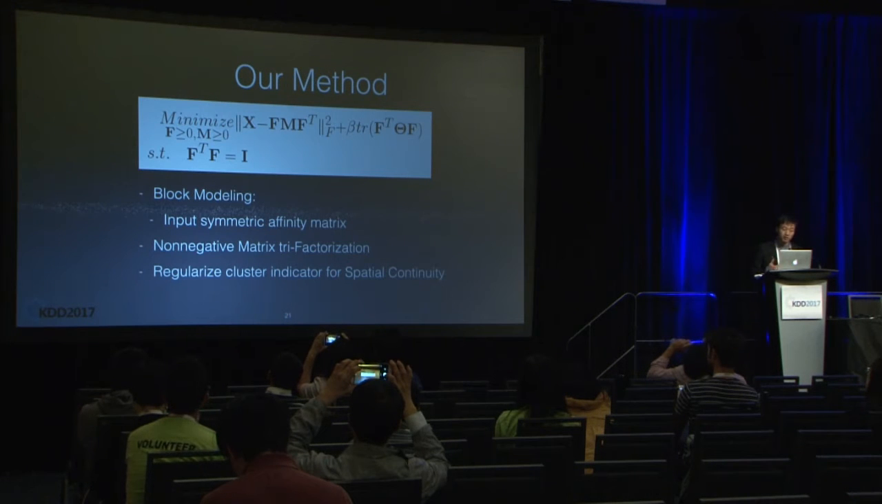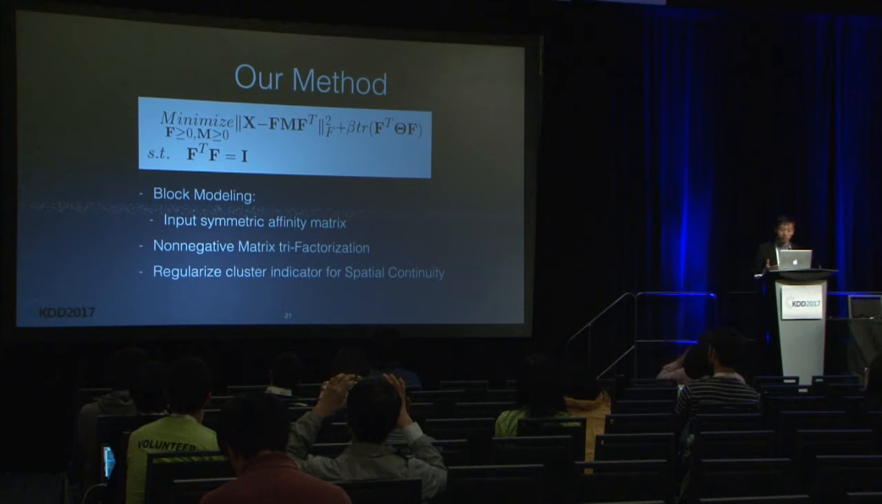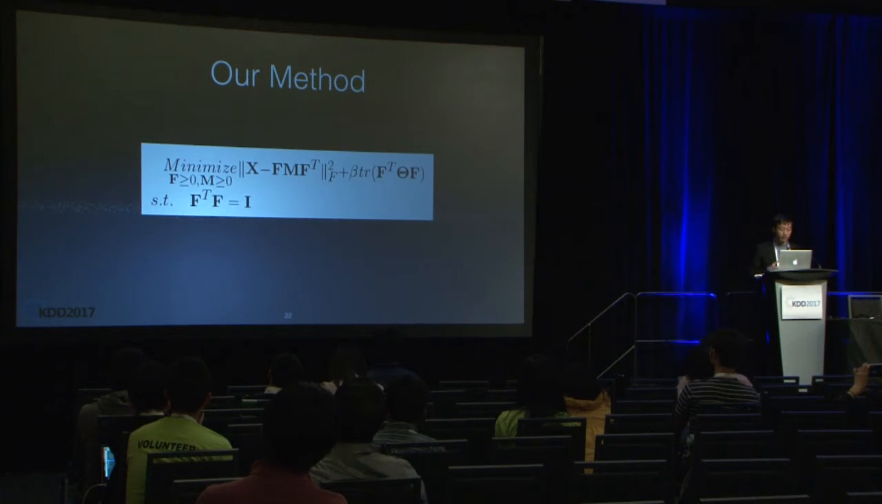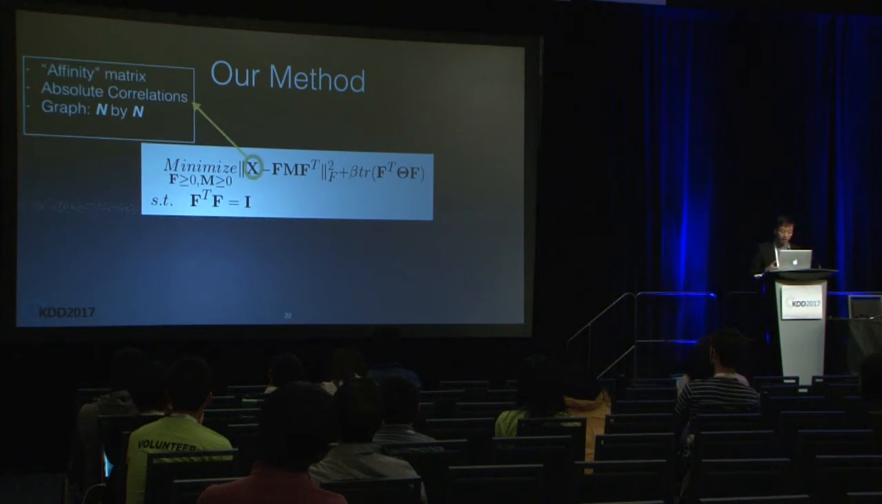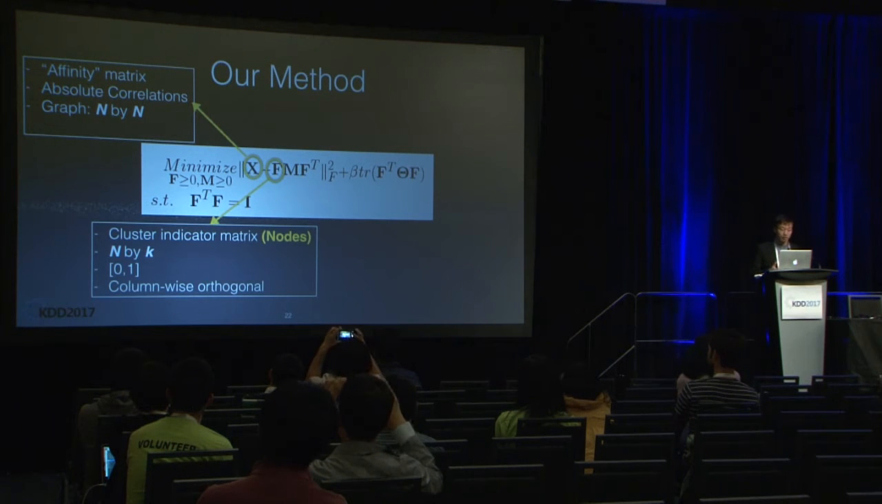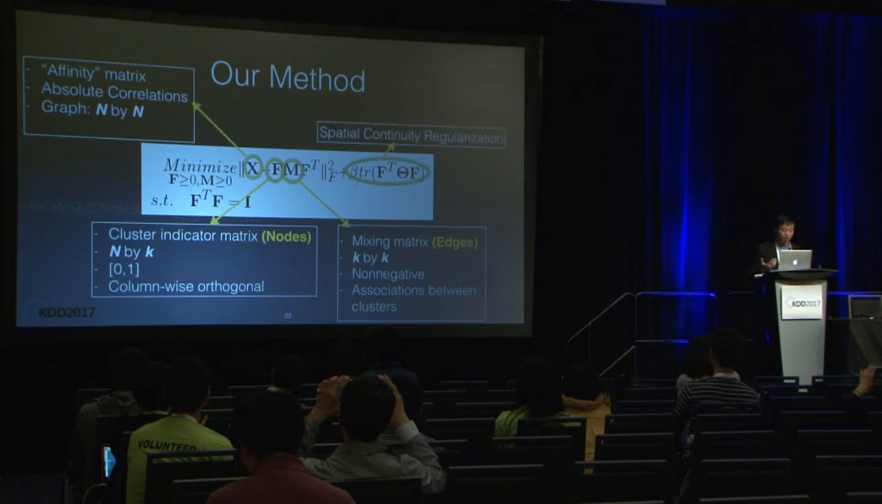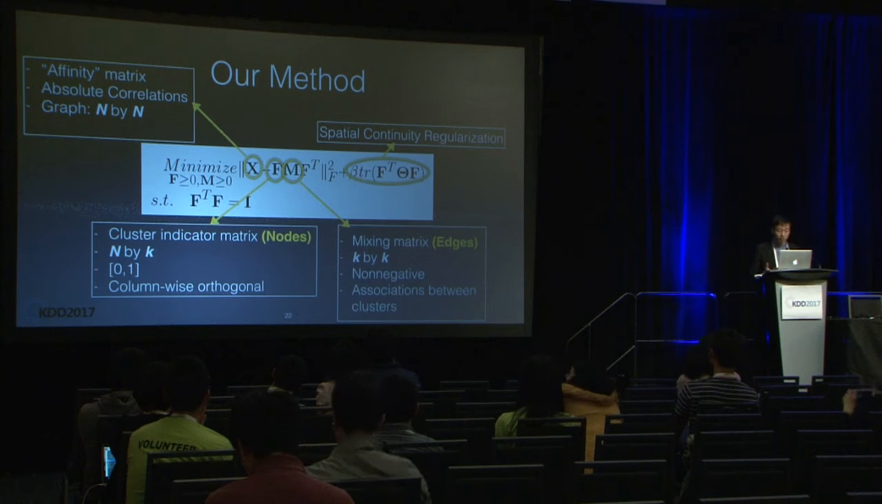We formulate the problem as a non-negative symmetric matrix tri-factorization with orthogonality constraint and spatial continuity regularization. This is essentially a variation of the block model. The input X is a symmetric affinity matrix of correlations, where F is the cluster indicator matrix. It essentially gives us the nodes. And M is the mixing matrix that records the associations between each pair of clusters, and this is essentially the edges. The regularization term on F guarantees spatial continuity within each of the learned clusters.